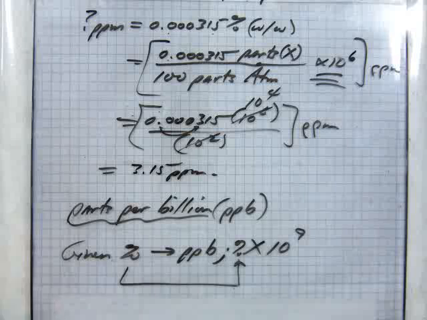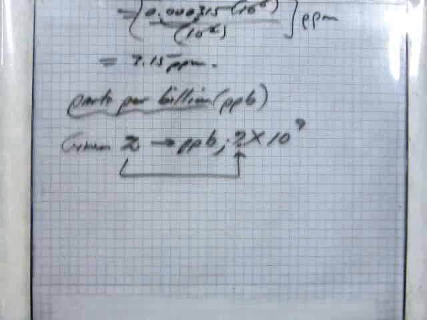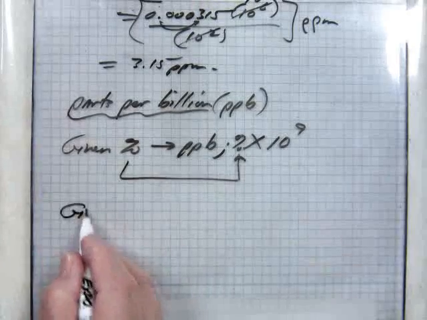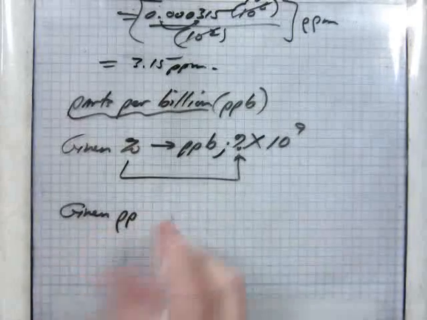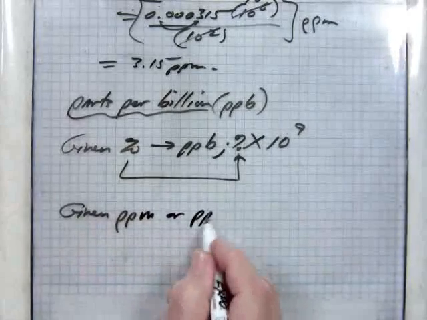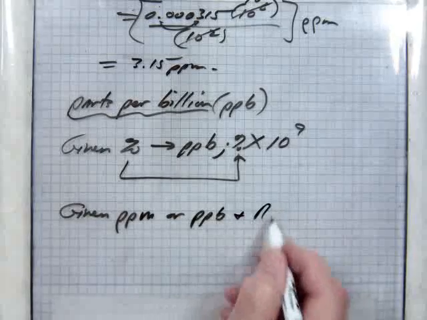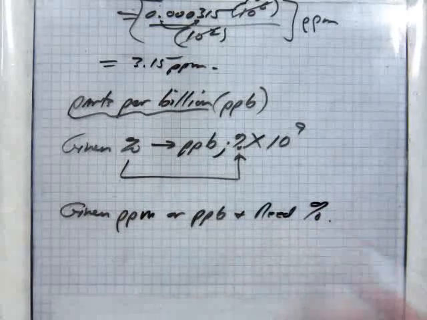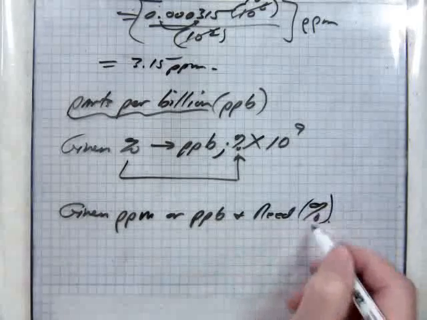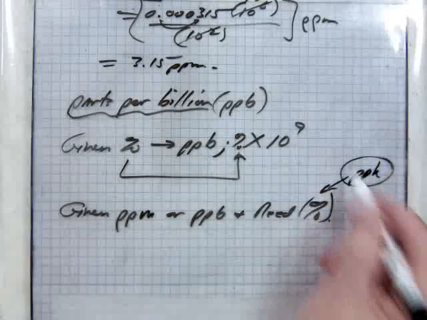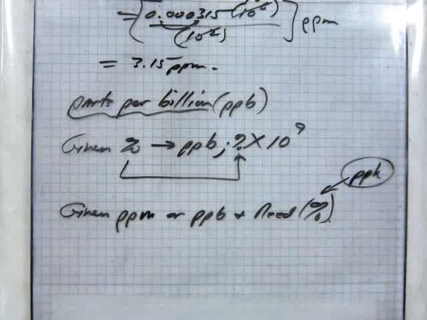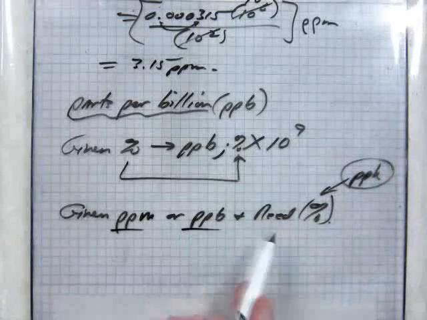Now, what if you're given parts per million or parts per billion and you need to go back the other way? Well, essentially, what are you doing? You're converting to parts per hundredweight, pph. So you would multiply by 100. But you have to interpret your given.